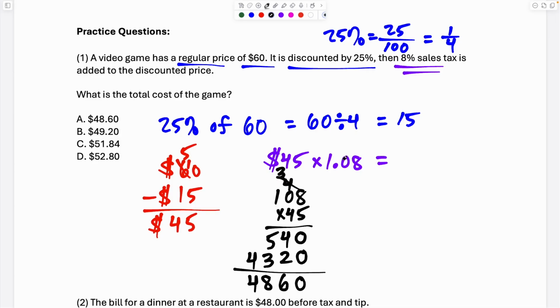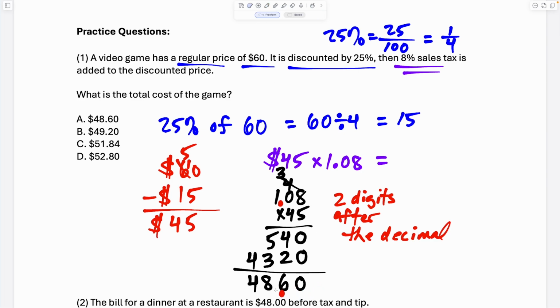But let's think about what we're trying to find here. We're trying to do 1.08 times 45. So what I'm going to do is put this decimal back in over here. And just be mindful that we have two digits after the decimal. Okay, so you see how we have, once again, 2 digits after the decimal. So when we write our final answer at the end, we're just going to take this decimal over here and move it 2 spaces to the left. So we're going to go 1, 2 like this. So we should have 48.60, but with a dollar sign, that's $48.60. Okay, and this would have to match up with choice A.